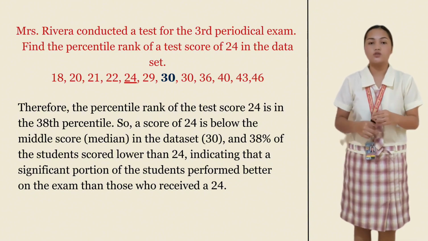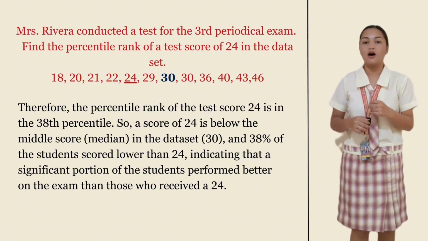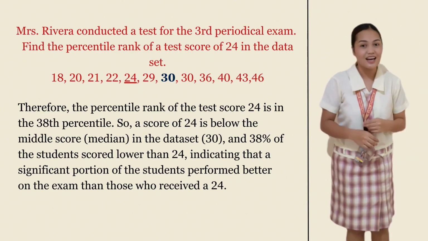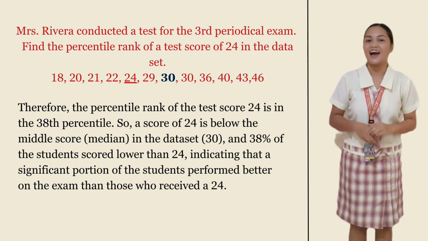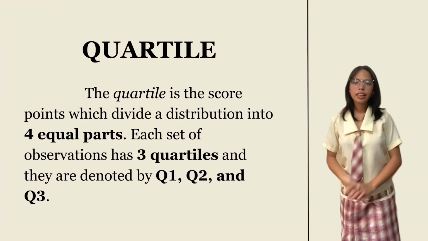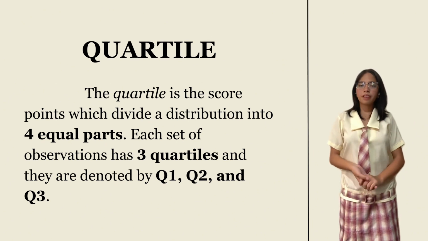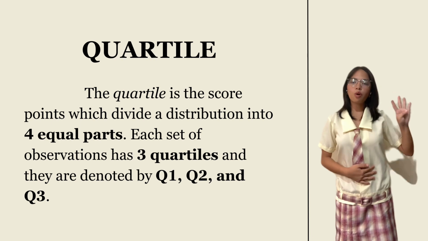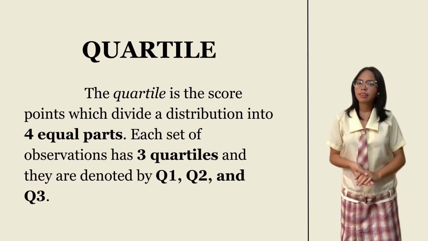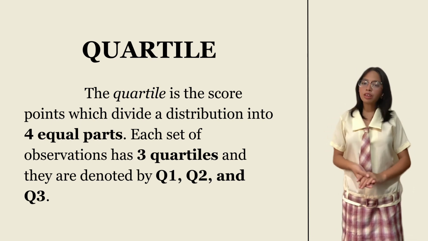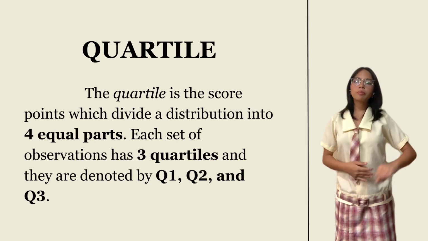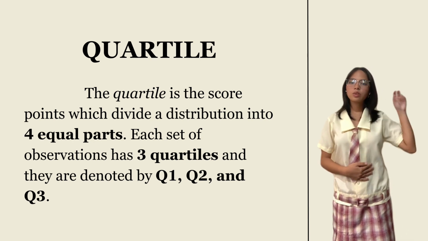To learn more about quartile and decile, let us have Miss May Ashen Asibo. Next is quartile. The quartile is the score points that divide a distribution into 4 equal parts. Each set of observations has 3 quartiles, which are denoted by quartile 1, quartile 2, and quartile 3.